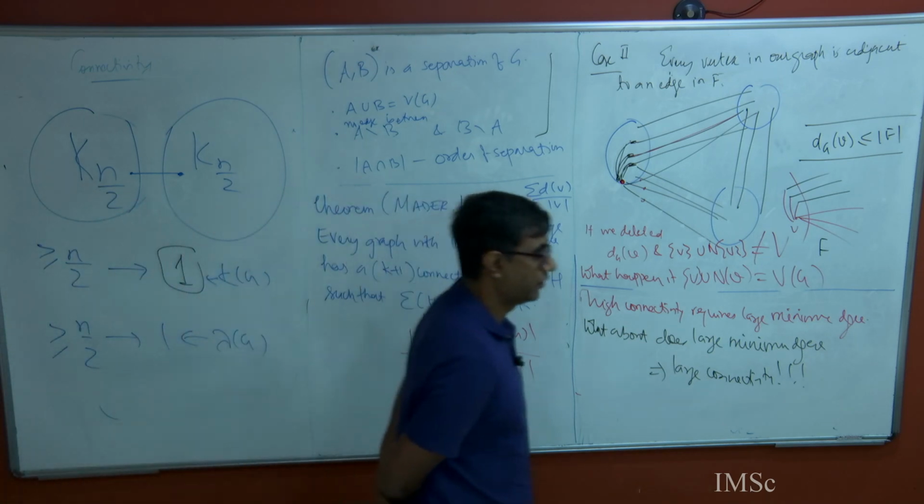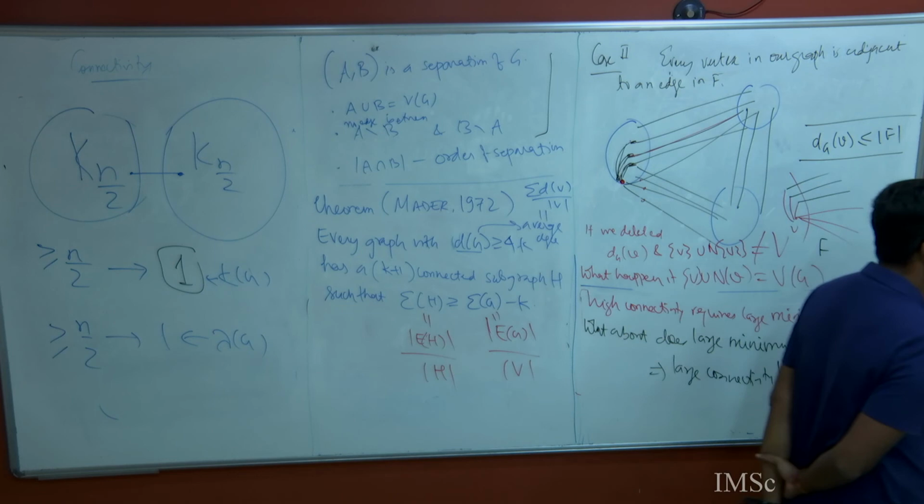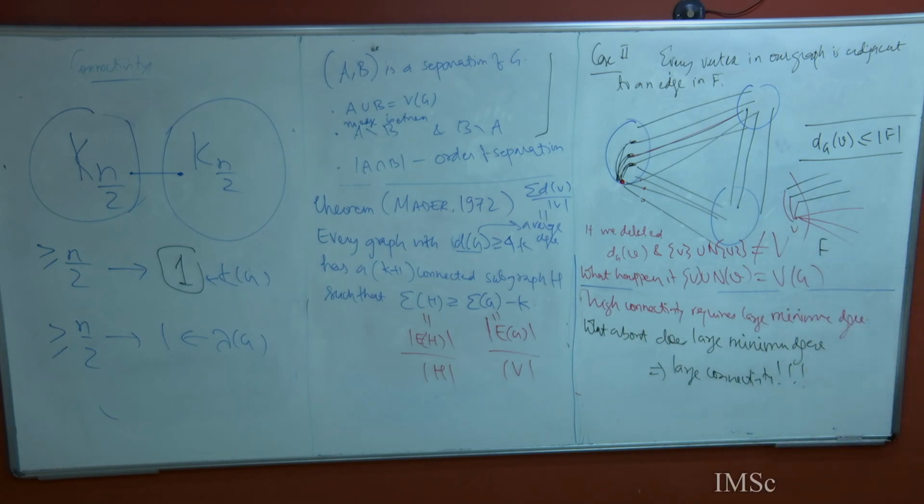Okay. So the recipe should be: if a graph has big average degree, what does it imply? Did we prove something? What is the first lemma we proved? Please check. If we have a graph with good average degree, then there exists a subgraph with good minimum degree, right?